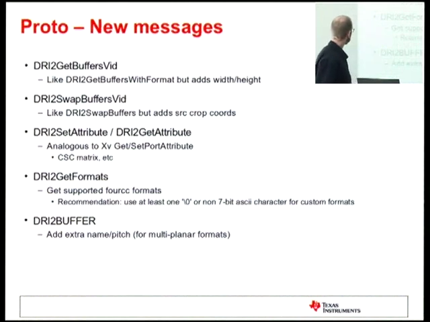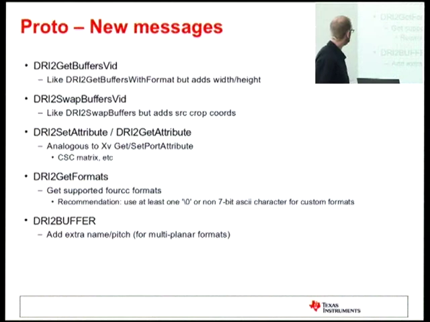So I'd also added DRI2 swap buffers video, which is like normal swap buffers, but adds some cropping coordinates so that you can say, hey, this is the actual sub-part of the buffer that you should show. And that can be used to get rid of the codec edges. It can also be used for region of interest stuff, like if you're showing HD video in a 4:3 aspect ratio or things like that.